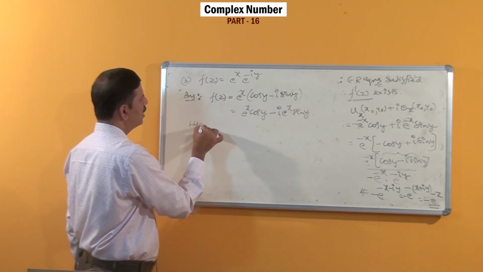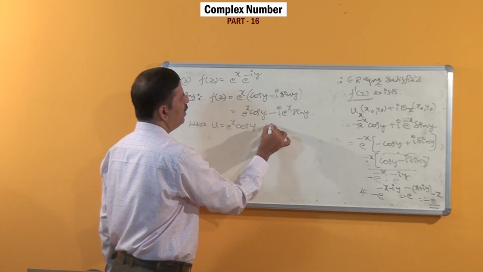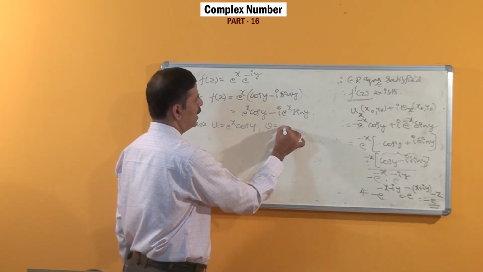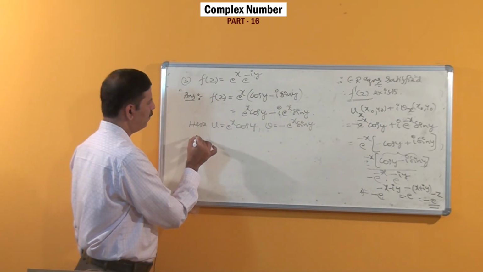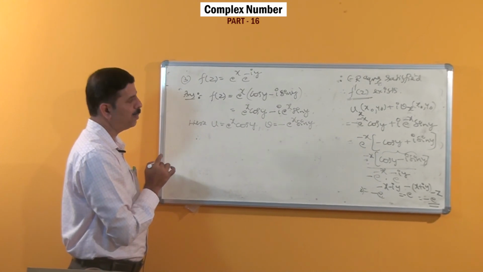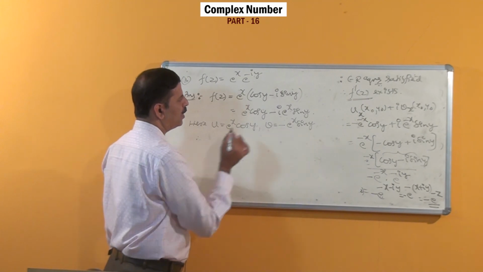So here u is equal to e power x cos y, and v is equal to minus e power x sin y. Therefore, again find the partial derivatives here. You try that yourself.